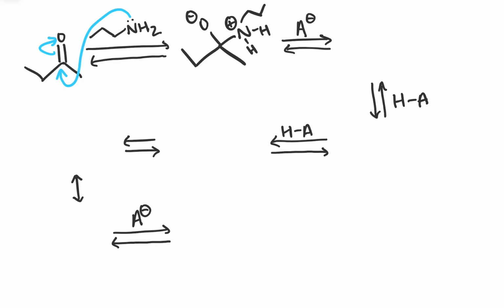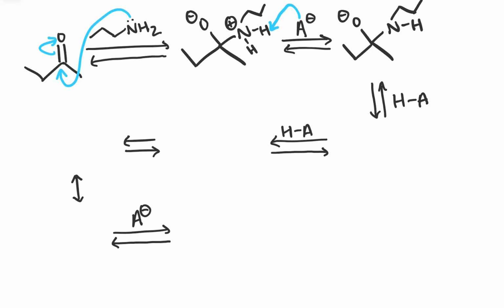Now we have that positively charged amine group attached to what was the carbonyl carbon. Next, we are going to add a base, which is going to deprotonate our amine, making that positive charge neutral. We still have a negative charge on oxygen though, don't forget about that, because we haven't done anything with that quite yet. So there we have our neutral amine.